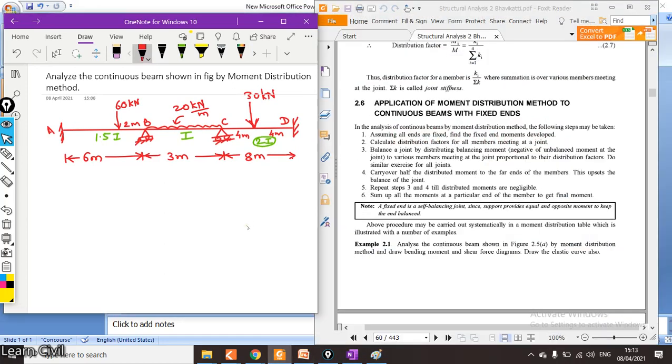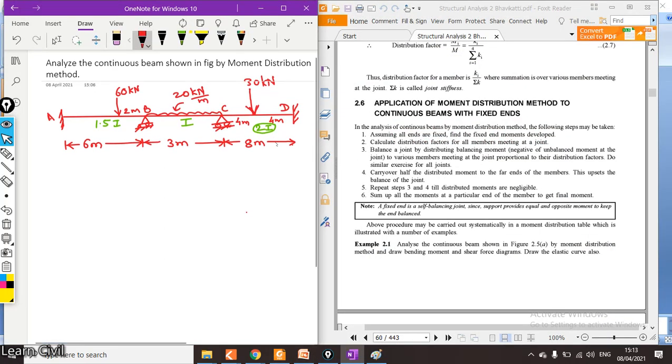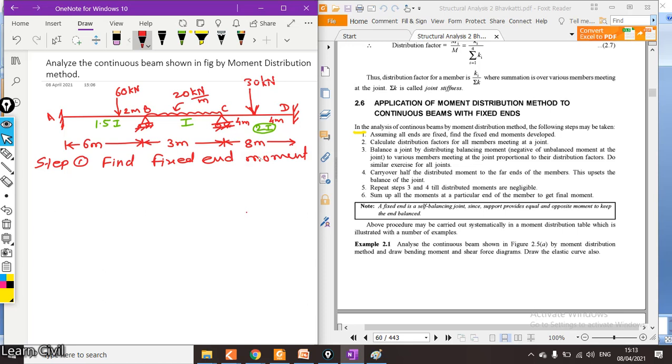So step number 1, we have seen these different steps. Step number 1 says, assuming all the ends as fixed, find the fixed end moment. What we will be doing, we will assume every span as a separate span and consider each span is supported with a fixed support.